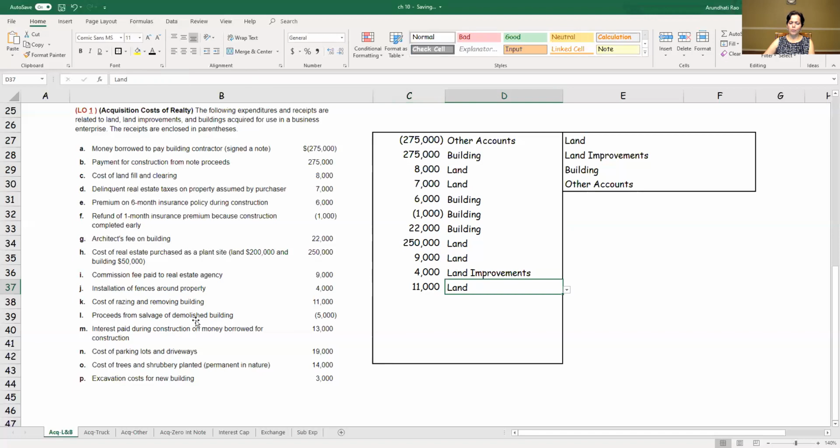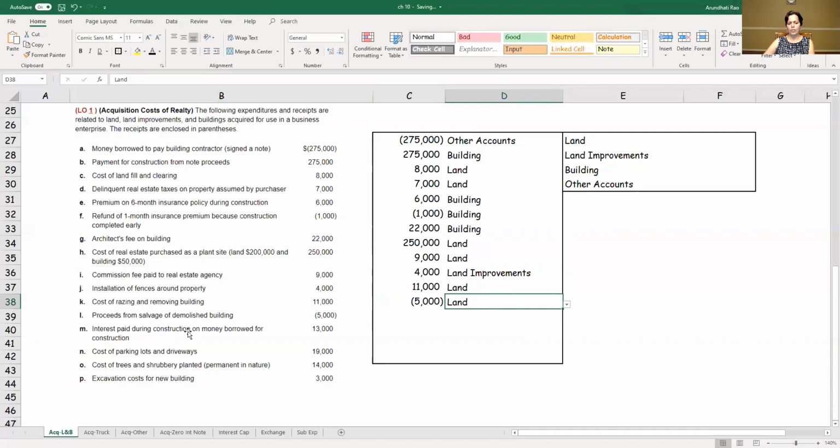Proceeds from salvage of demolishing the building. I demolished the building and I received $5,000. I was able to sell something as scrap and I got $5,000. That is also going to go towards land, as in the land is that much less expensive. I'm netting the cost of land and saying it's that much less expensive.